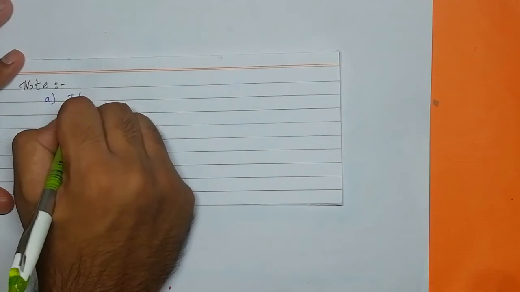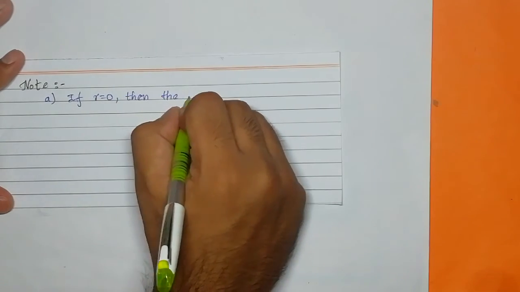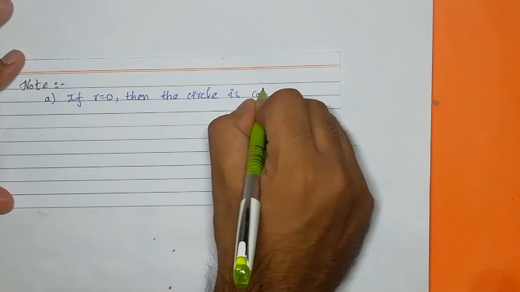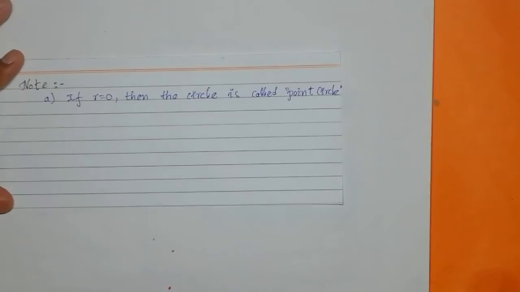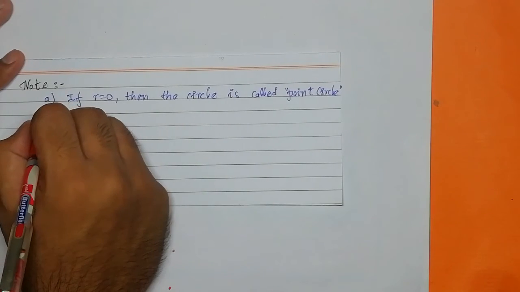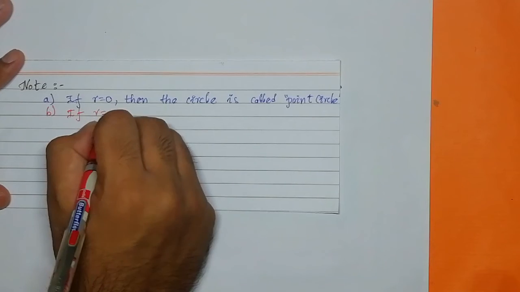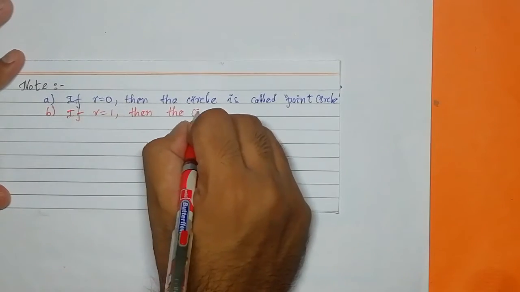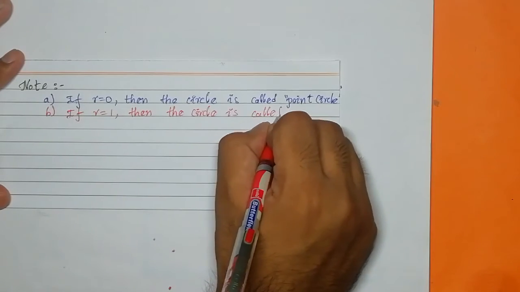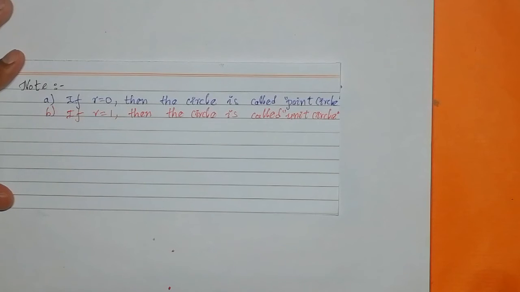First one, if r is equal to 0, that means radius is equal to 0, then the circle is called a point circle. Do you understand that? If r is equal to 0, then it is called a point circle. And second one, if radius r is equal to 1, then the circle is called a unit circle, because the radius is 1, so it is called a unit circle.